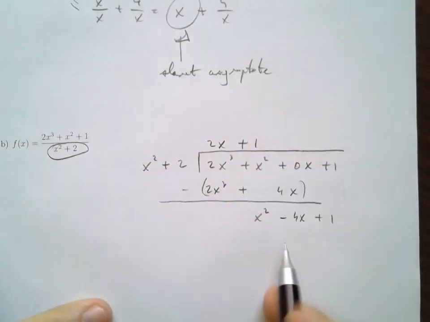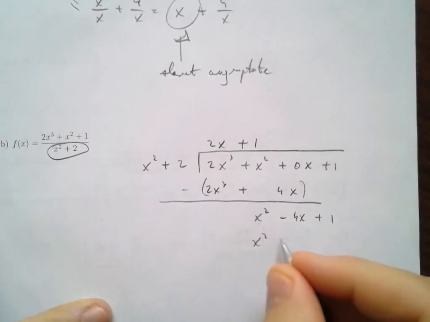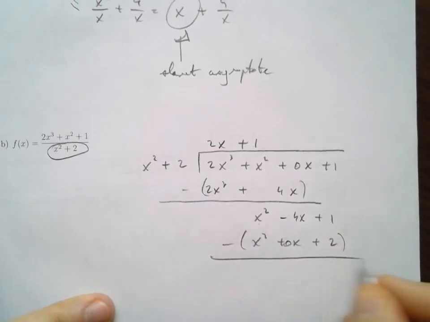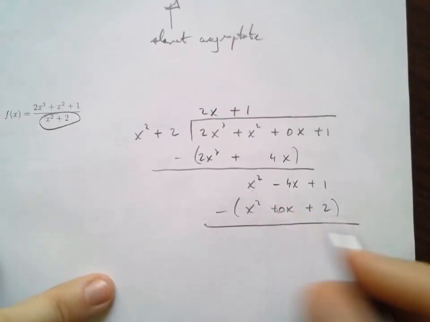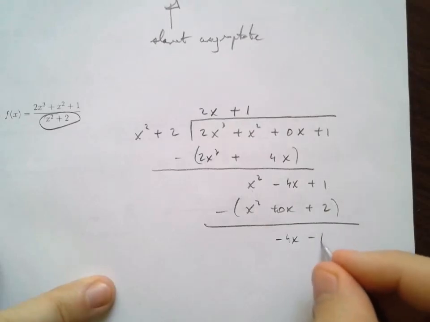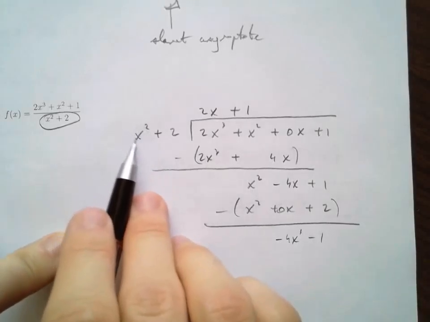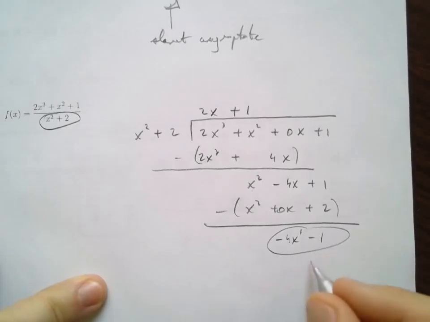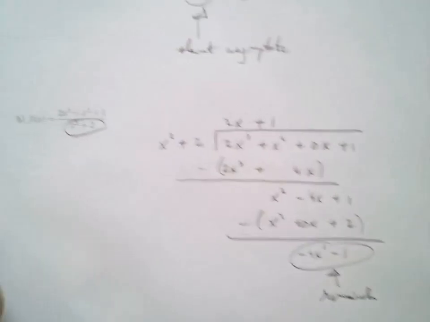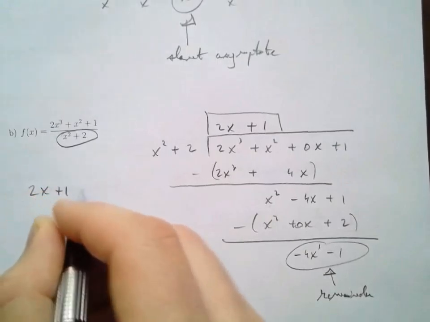And so then I do a plus 1 here, because x squared goes into x squared 1 times. Multiply it, so I have x squared plus 0x plus 2. I subtract, and I'm left with, well, that's 0, negative 4x, and 1 minus 2 is just minus 1. And now, since the degree here is less than the degree of the polynomial that I'm dividing by, I get to stop, and this is just the remainder. So now here on top, what I obtain is the slant asymptote 2x plus 1.